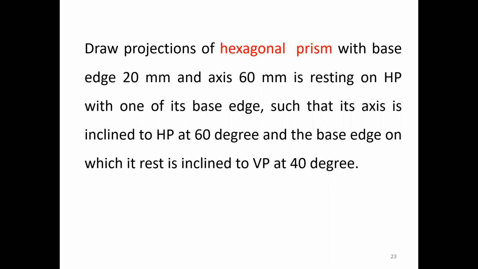In this problem, the given solid is a hexagonal prism. The top and bottom of the hexagonal prism are regular hexagons with base edge 20 mm. The lateral faces are rectangles of 20 by 60 mm size. The basic point in the problem is that the solid is tilted about one of its base edges.